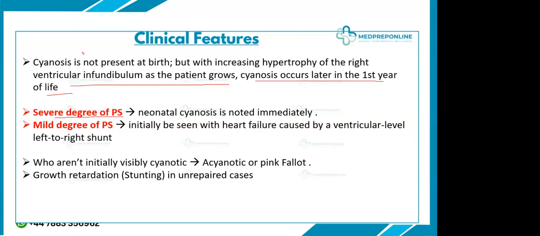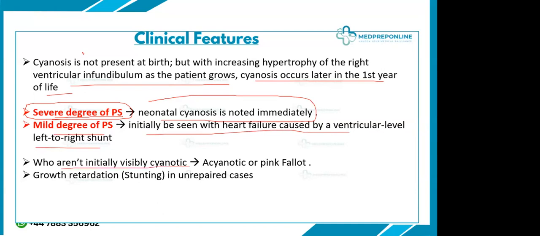But again, it depends upon the degree of the pulmonary stenosis, how much obstruction is present. If it is severe, so that no blood is going into the pulmonary artery, then neonatal cyanosis is immediately noted. But if it is a mild degree of PS, then initially it will be seen with heart failure caused by a ventricular level left to right shunt, and may present with cyanosis later in the first year of life. Those who are not initially visibly cyanotic are called pink TOF or acyanotic. And growth retardation, stunting in unrepaired cases is obvious.